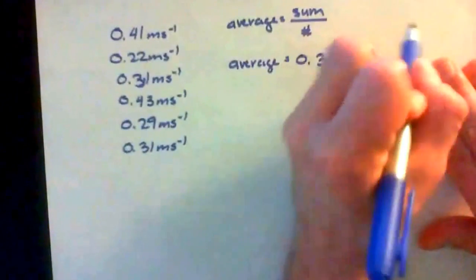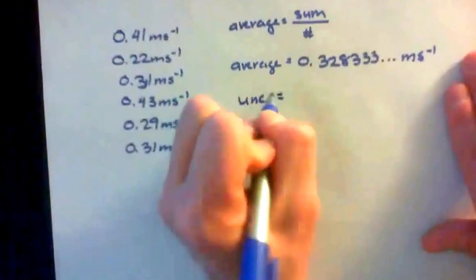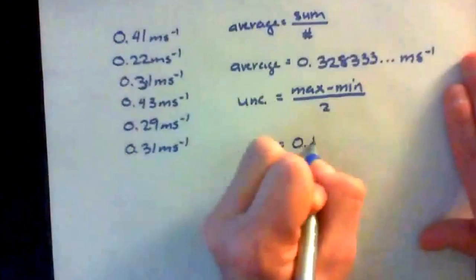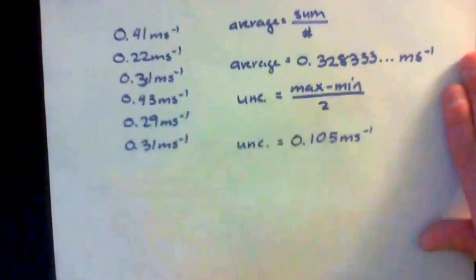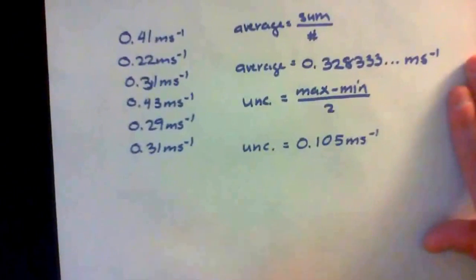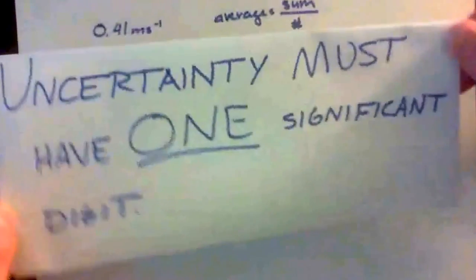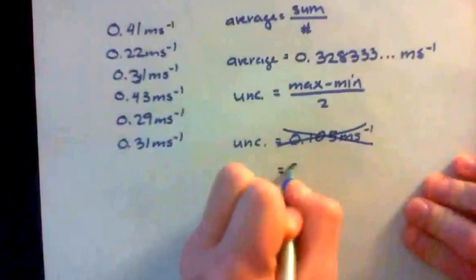And you calculate the uncertainty. You take the maximum, you subtract the minimum, and you divide by 2. And that gives you 0.105 for the uncertainty. However, remember, the first rule is uncertainty can only have 1 significant digit. So your uncertainty becomes 0.1 meters per second.